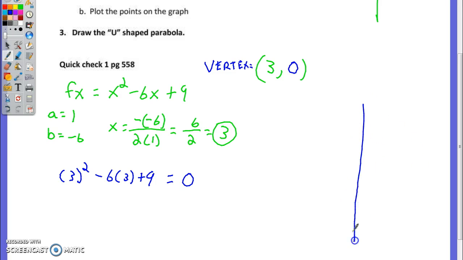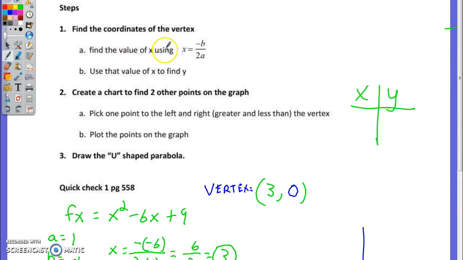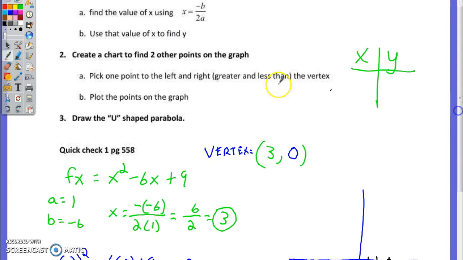So I'm going to draw my graph, and I'm going to plot 3 comma 0. So at 3 and 0 on the y, it's right here. All right, so looking at our notes, what did we do? We found the value of x using negative b over 2a. We used that to find the y. So we did that. All right, so we're plotting our vertex. That's the key point. So now on to step 2.